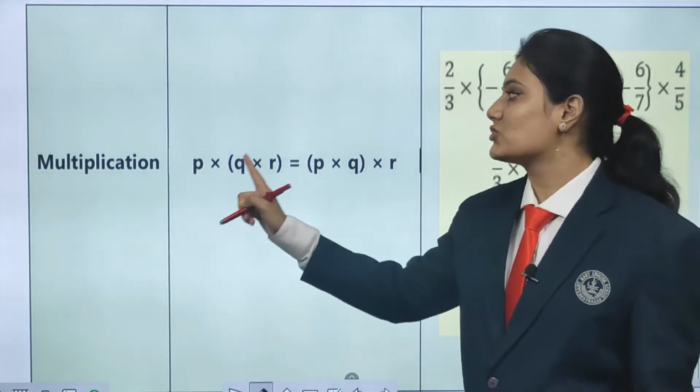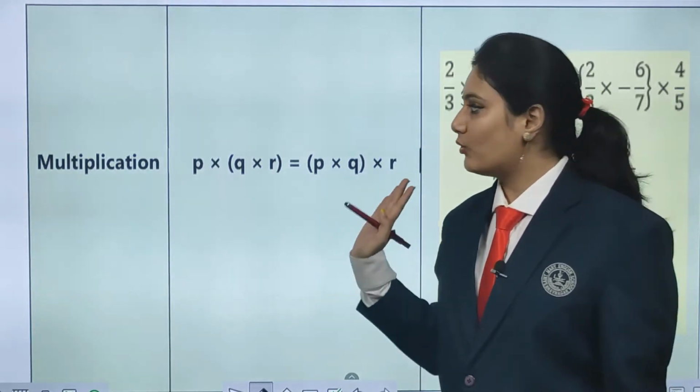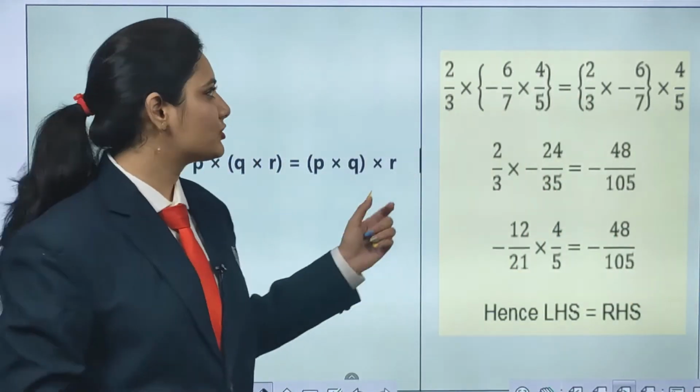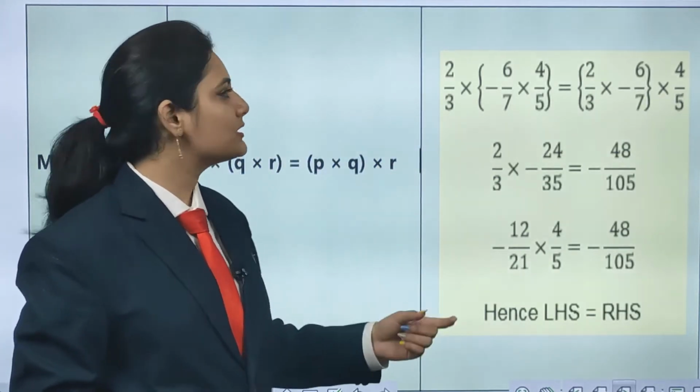Multiplication. We have taken three letters and then we will do the multiplication. Here I have taken which three letters? P, Q, R, and which three numbers?